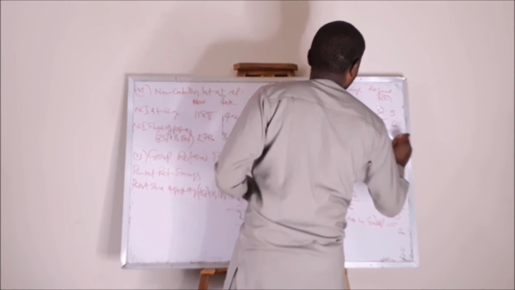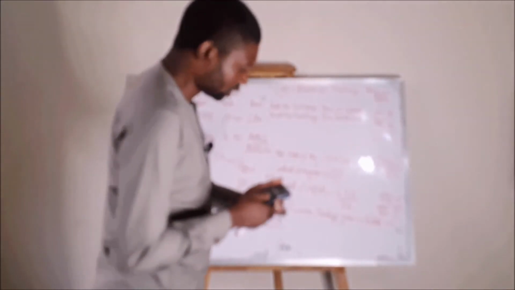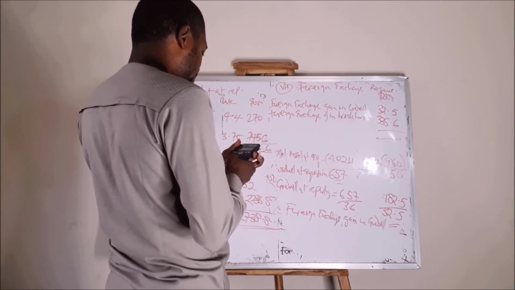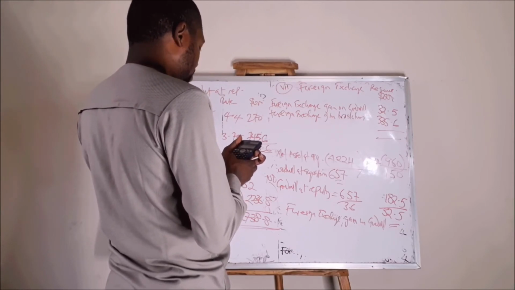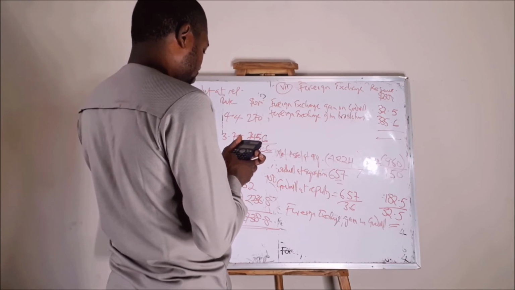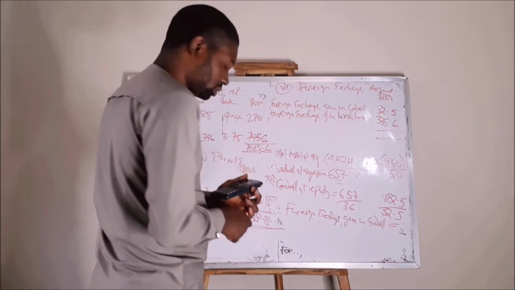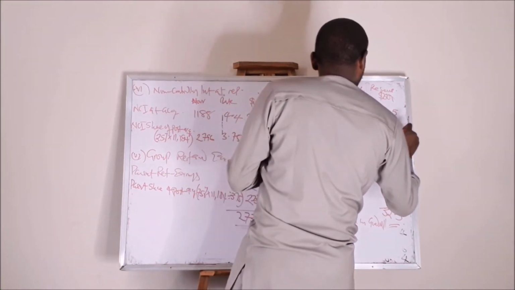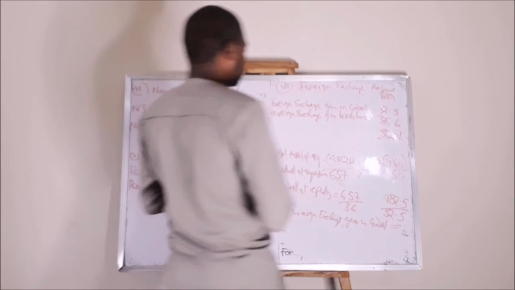335.6. So if you add it together, it's going to give us 32.5 plus 335.6. So we get 368.1. So you have 368.1. So that's all the working nature.